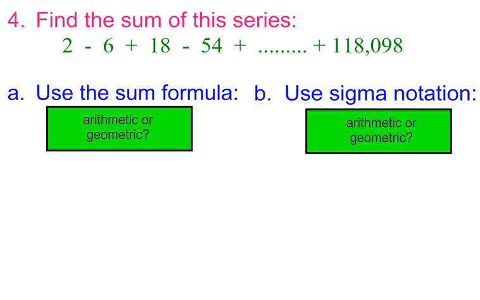So now it says find the sum of this series. Use the sum formula and the sigma formula. So we're going to do it both ways. This one, if you look at our series, see how they didn't put the signs right next to it? Hopefully you'll realize that's a negative 6 and a negative 54.